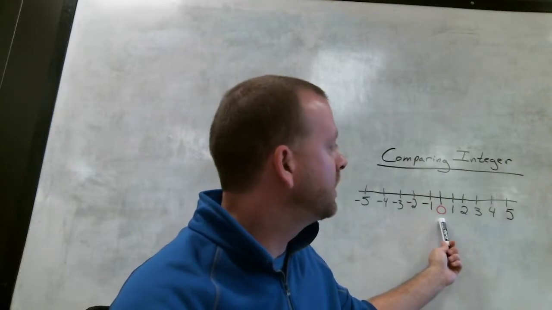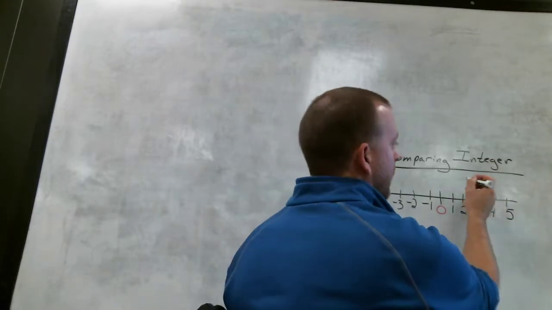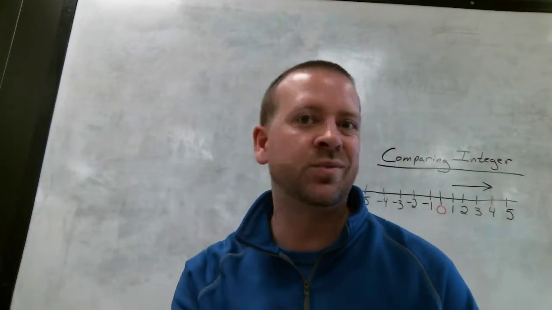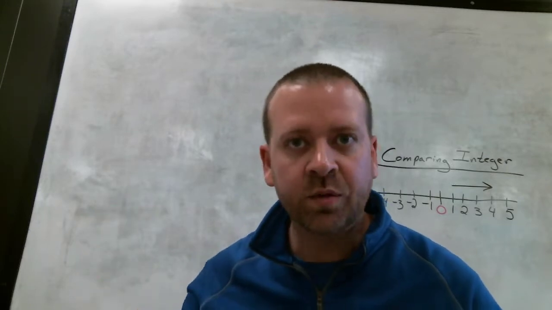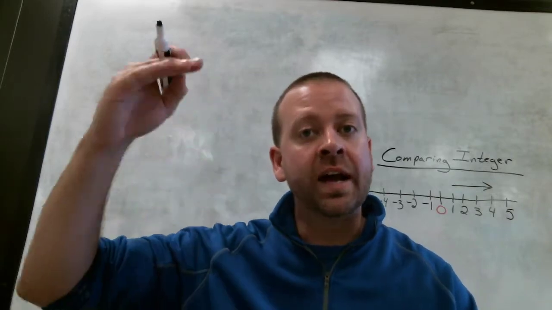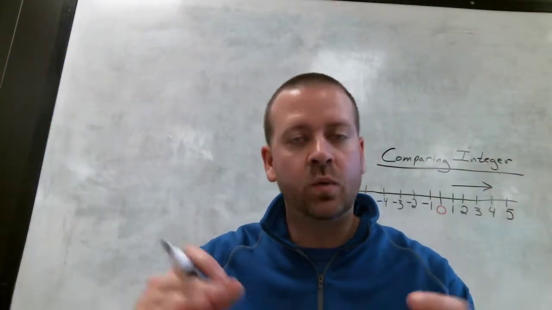So anything to the right of the 0, which is this way, are numbers that we're used to. Since we've been itty bitty, we've been used to these numbers. 1, 2, 3, 4, 5. They get bigger as we go up. The bigger the number, the bigger the value, right? We can do that in our sleep.